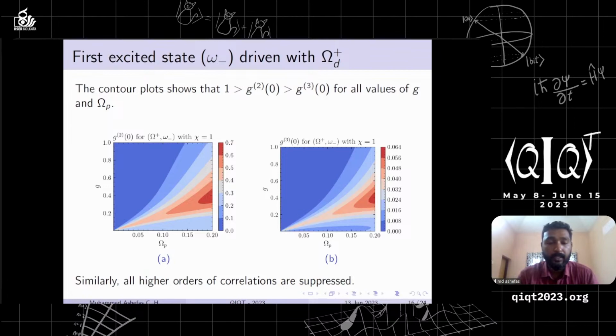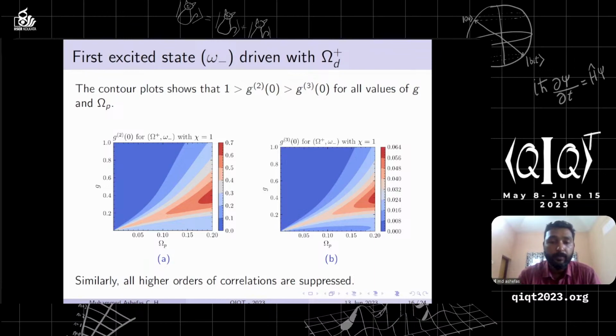Now we can see here the G2 of 0 is less than 1 in this entire parameter space. Here the x-axis represents omega p and the y-axis represents g, and the color represents G2 of 0. And the color label is given here on the right side. So the maximum is 0.7, so it is less than 1. So G2 of 0 is always less than 1 within this regime.